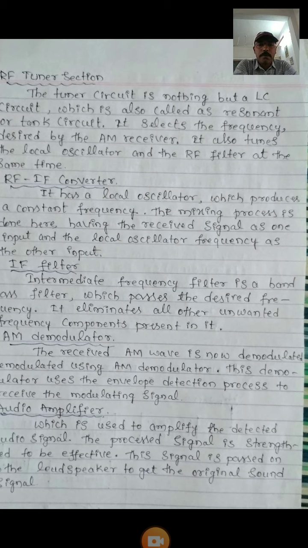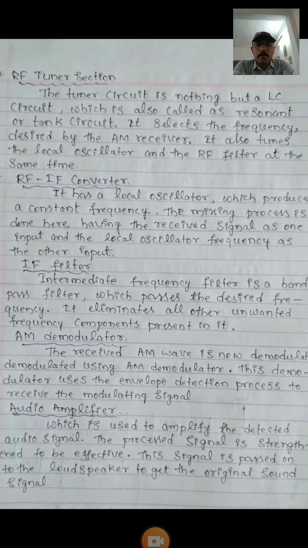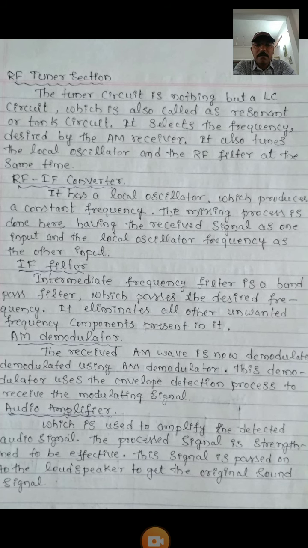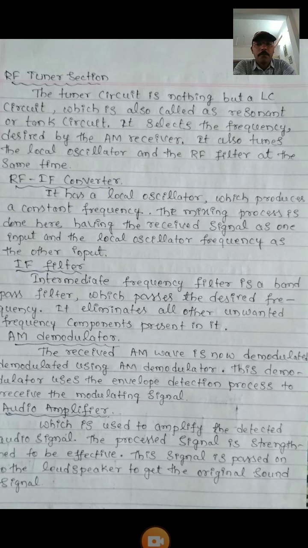Already I told that the local oscillator provides a frequency to mix with the original frequency. So the local oscillator frequency and the original frequency are mixed in the RF IF converter. The mixing process is done here, having the received signal as one input and the local oscillator frequency as the other input. So here we have to mix the two frequency signals.